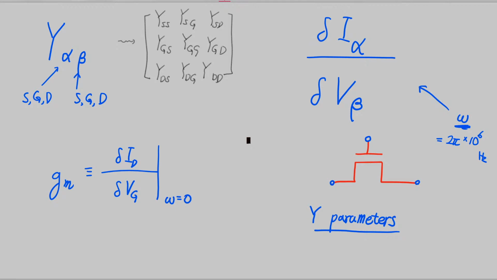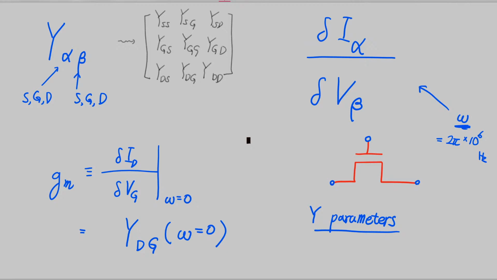So now you can easily understand. Now this corresponds to what? This corresponds to YDG at omega equal to 0. That is the GM. Of course, I have to be more careful. GM is a real scalar number. So transconductance, written in siemens, is a real number.